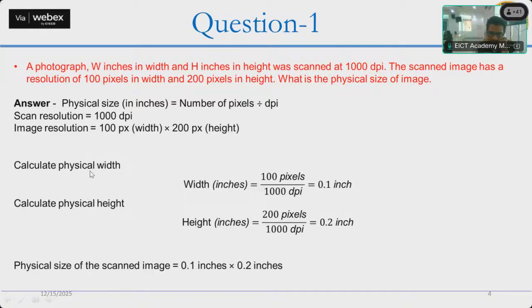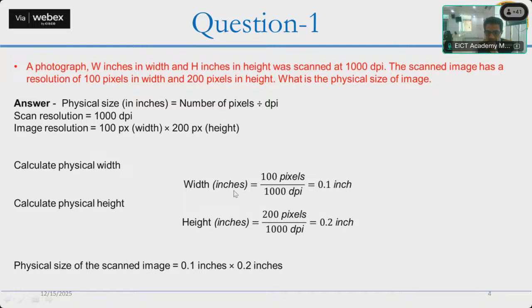How will you calculate the physical width? It is given that it is 100 pixels. In terms of inches, how many will there be? The scan is 1000 pixels per inch. So if 1 inch takes 1000 pixels, then how many inches will 100 pixels be? It is 0.1. In the same way, the height is given as 200 pixels, so it is 200 upon 1000, which is 0.2.